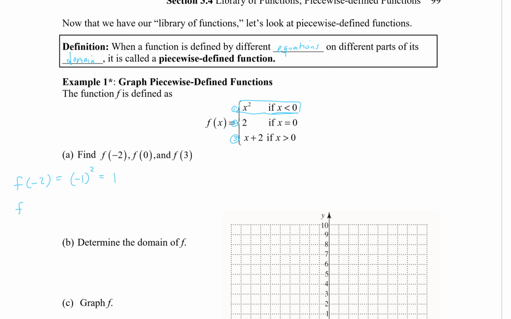How about f of 0? What can I do with that one? Well, according to the information here, I can only plug it into equation 2. And equation 2 is just an answer. We're done. We don't have to do anything. I'm finished.